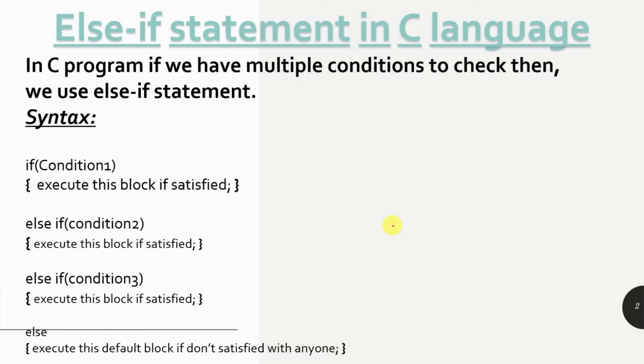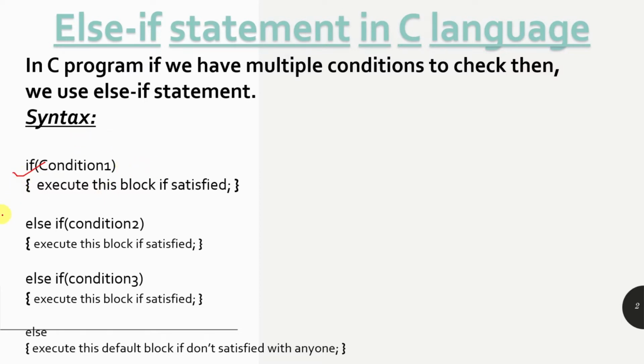So, the else if statement in C language. In a C program, if we have multiple conditions to check, then we use the else if statement. Here the syntax is available. I have several conditions in this statement. That is condition 1.